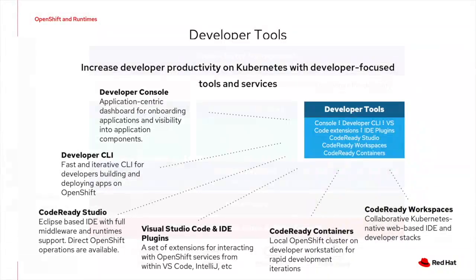Let's take a look at what developer tools are included in OpenShift and Red Hat runtimes. OpenShift Web Console provides two perspectives, one for administrators and another for developers. In the developer console, application-centric dashboards showing the topology, monitoring, and developer operations can also be easily accessed. OpenShift comes with different command line interfaces. Both kubectl and OpenShift's main command line interface, oc, can be used for all operations.